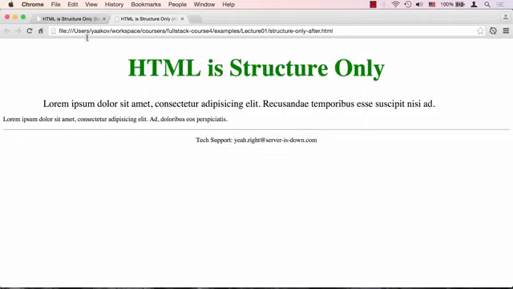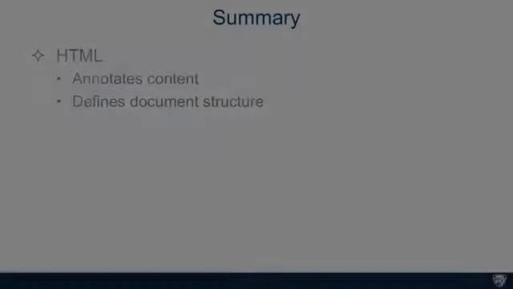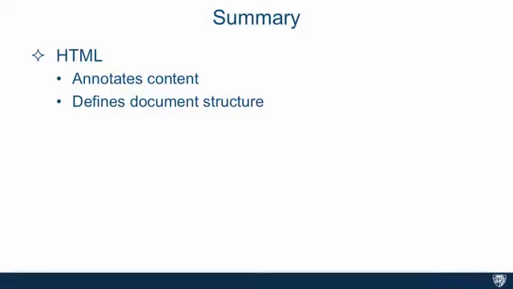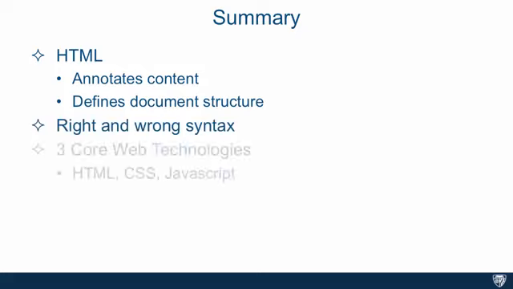So the thing to notice here is that the difference between the two HTML documents are the styles and the behavior applied, but the structure of both HTML documents is exactly the same. So in summary, we spoke about HTML and the fact that its job is to annotate content and define document structure. And obviously, as any language, it has a right and wrong syntax, which you'll have to learn in order to code it. And the 3 core web technologies, HTML, CSS, and JavaScript, work very well together because each one of them has its own distinct and precise role, and they don't really step on each other. They work very nicely together.